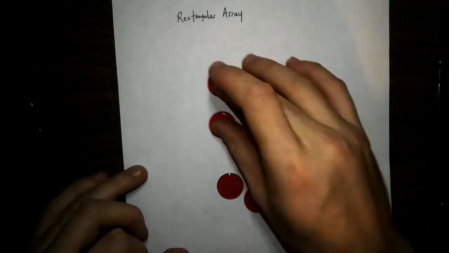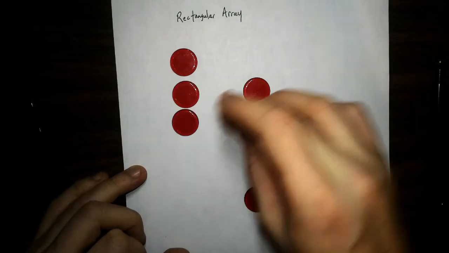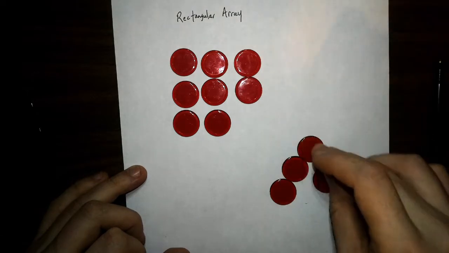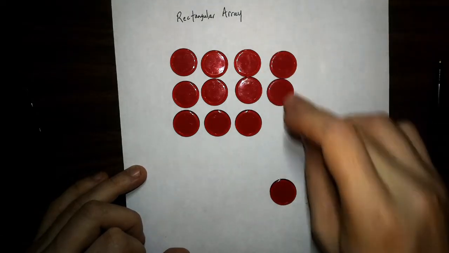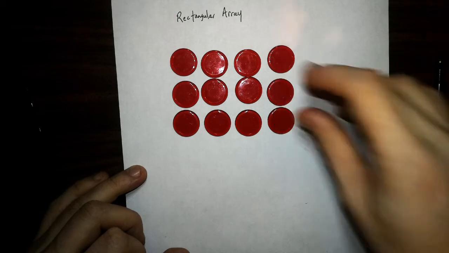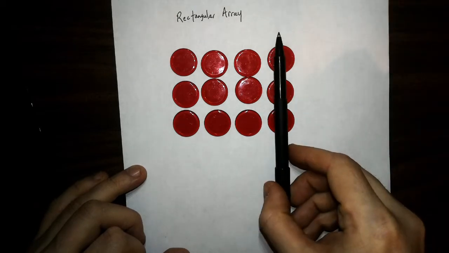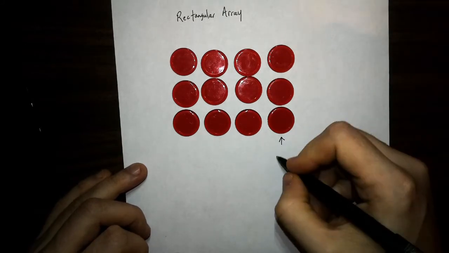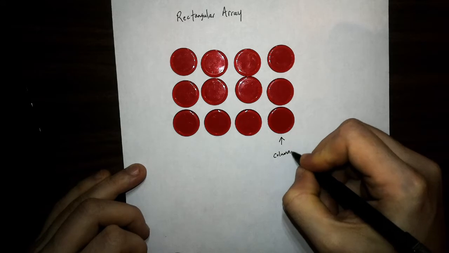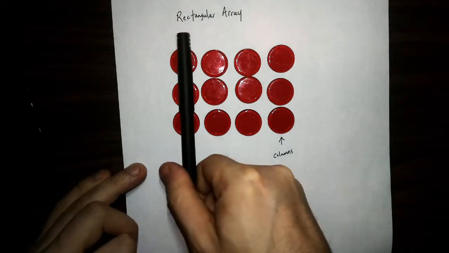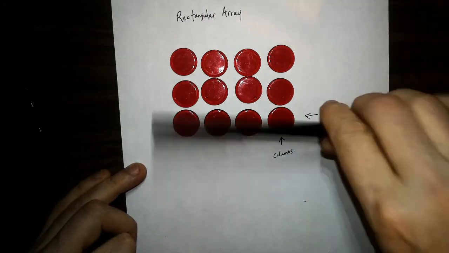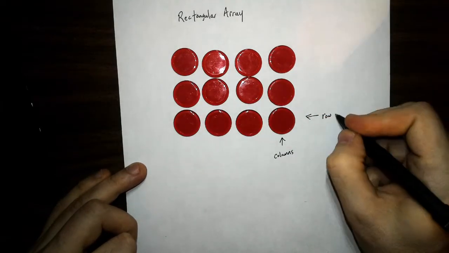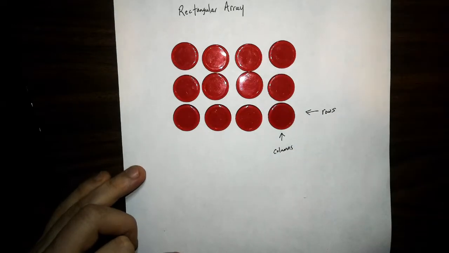So what I'm going to do is I'm going to show you an example of that. I'm going to put these into a rectangular array. And you can see I've now made a rectangle. In every one of these vertical arrangements, which we call columns, I have the same amount of counters, 3. And in every one of these horizontal arrangements right here, which we call rows, I have the same amount of counters, 4. So this is a rectangular array.